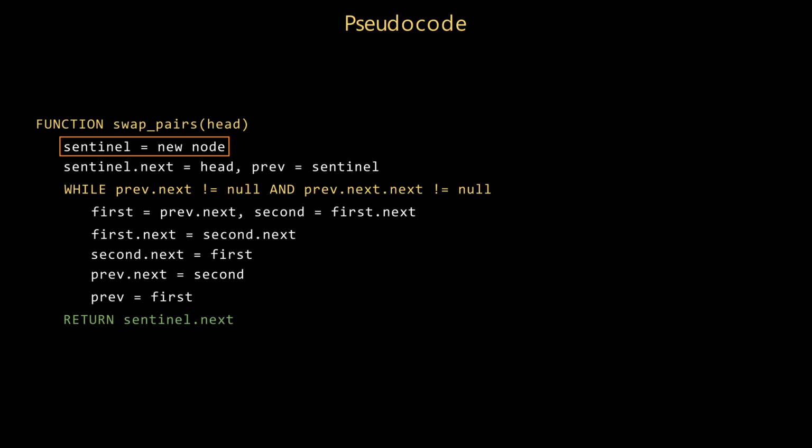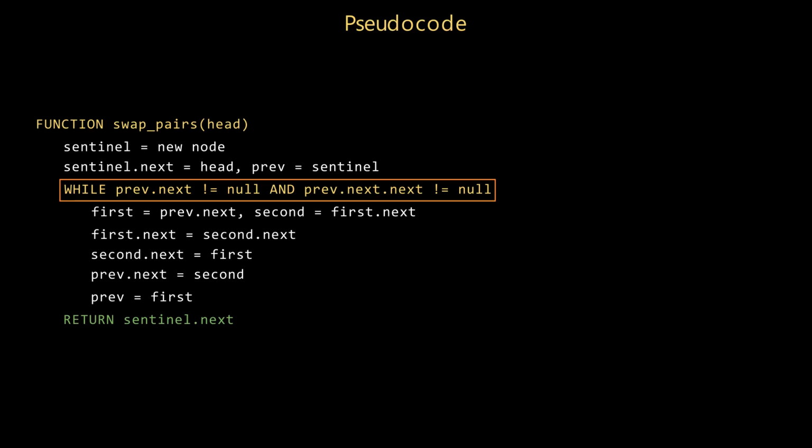Allocate a dummy sentinel node. Point sentinel at the current head and keep previous on the sentinel. While there is a full pair after previous, process that pair. Let first be the node after previous and second be the node after first.